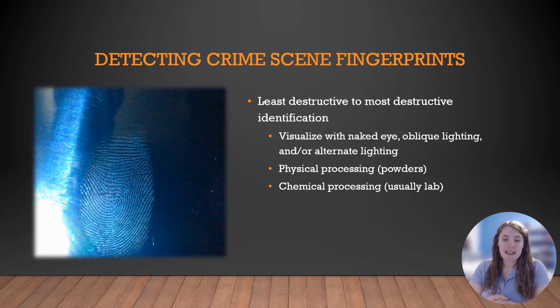Like your textbook states, the choice of processing technique is determined by the surface characteristics. Typically, non-porous surfaces that are smooth or lightly textured are the best option for physical processing powders. Porous materials like fabric or paper are best collected at the scene for future chemical processing at the laboratory.